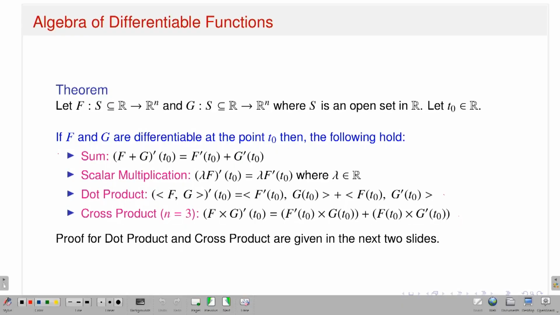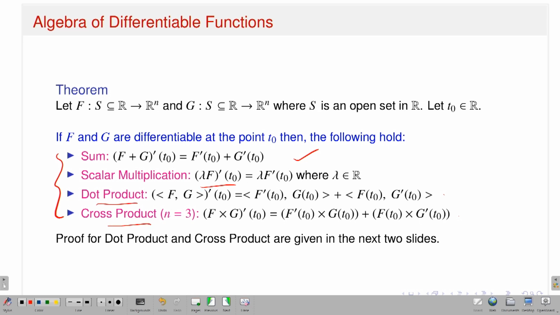Like in real valued functions of a real variable, we know that the sum of two differentiable functions is differentiable, and a scalar multiple of a differentiable function is differentiable. A similar sort of algebra is also true; I already discussed it in my last class. Like these are a couple of results: the sum is differentiable, and not only that, what about the derivative of the sum function? You can also write it in terms of the given functions capital F and capital G. Scalar multiplication is also true, dot product and cross product.